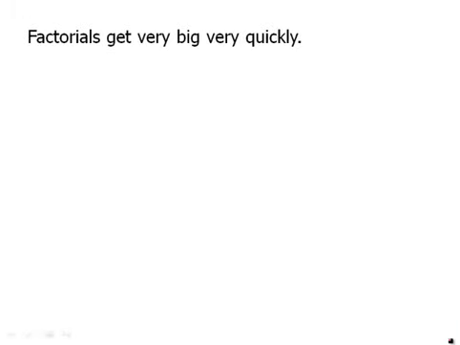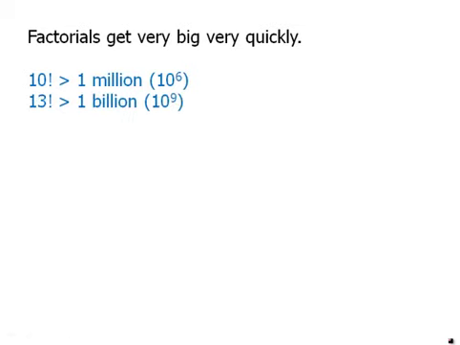Factorials get very big very quickly. So I'll just point out numbers you don't need to know, but 10 factorial is already more than 1,000,000. 13 factorial is already more than 1,000,000,000. 15 factorial is already more than 1,000,000,000,000. Now I'll just say personally for me, 1,000,000,000,000 is where inconceivably big begins. So 15 factorial is already inconceivably big.